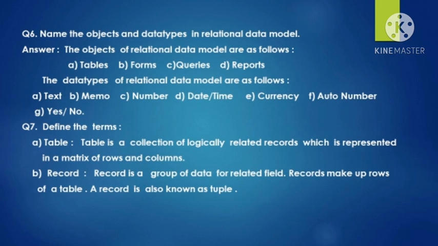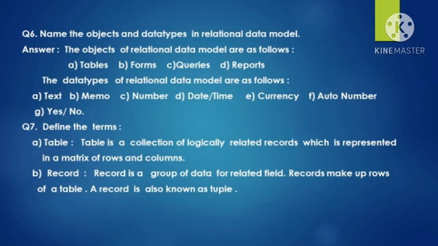The data types of relational data model are as follows. The options are A. Text. B. Memo. C. Number. D. Date and time. E. Currency. F. AutoNumber. G. Yes or no.